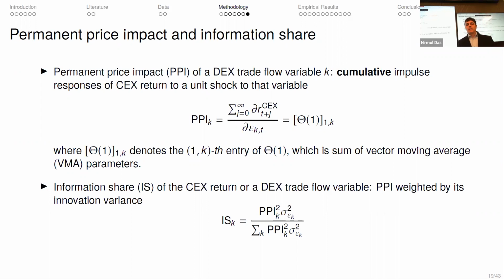Good. And then the information share is defined exactly as Hasbrouck in his 1991 paper defined it. It is the square of the permanent price impact times the variance of the structural innovation term, normalized properly so that it sums up to 1.